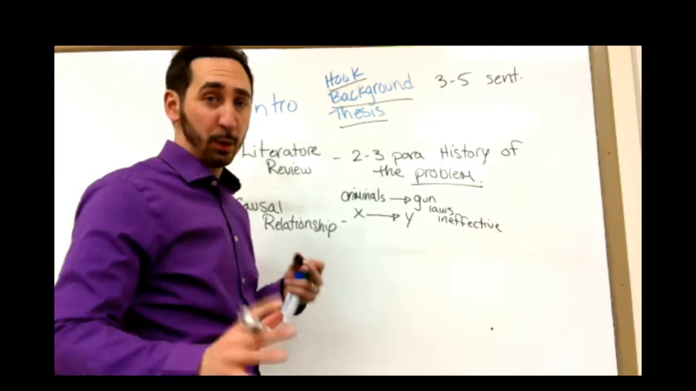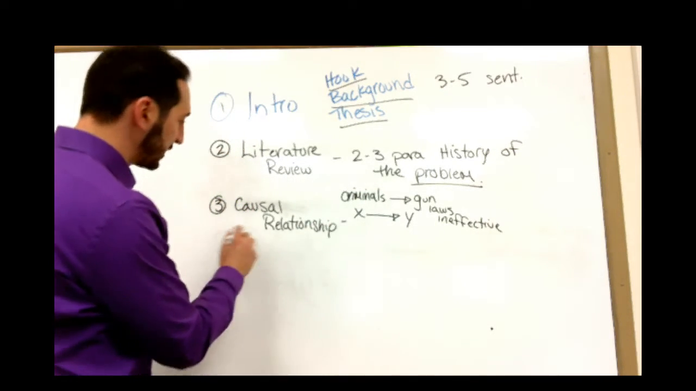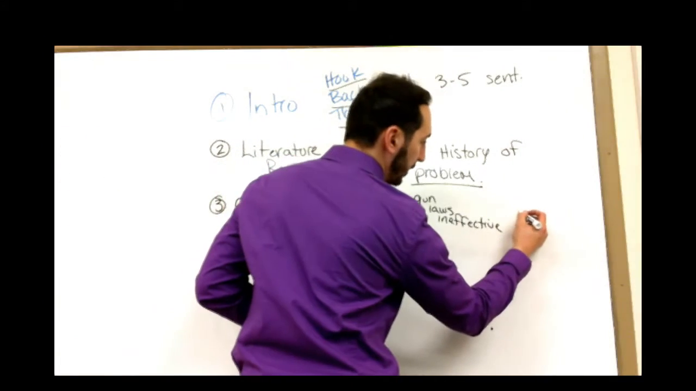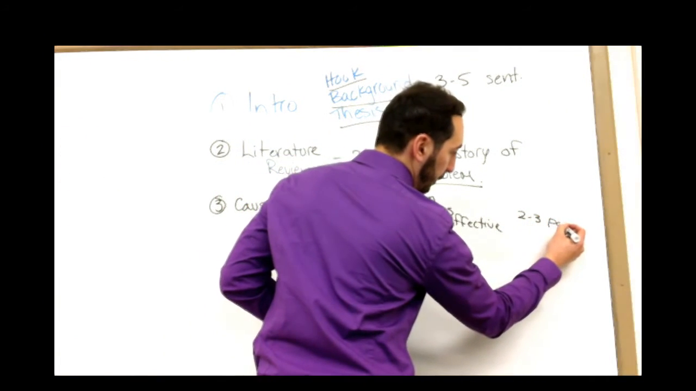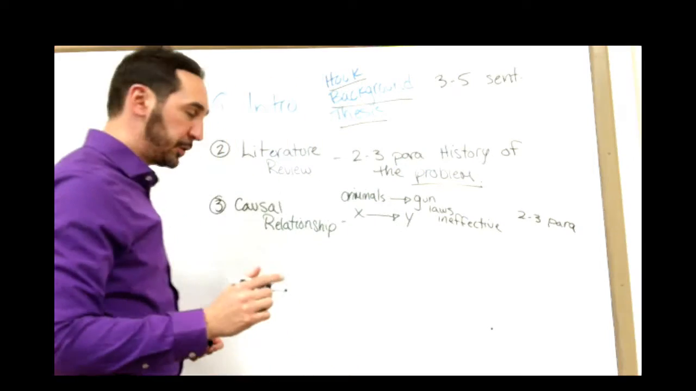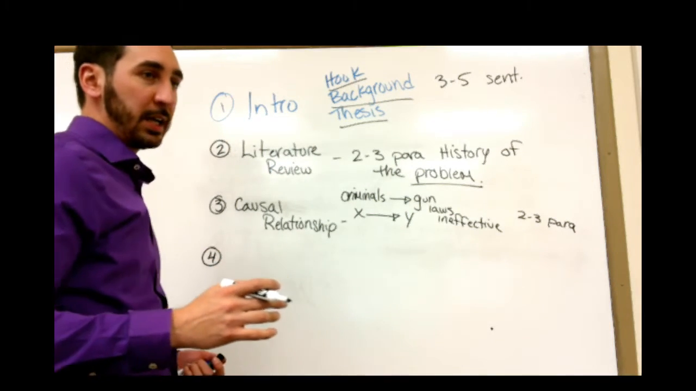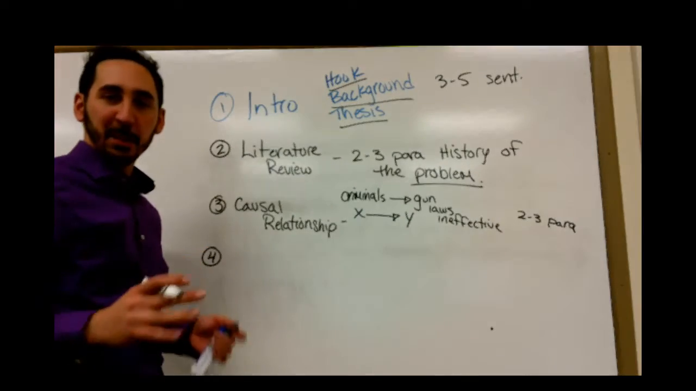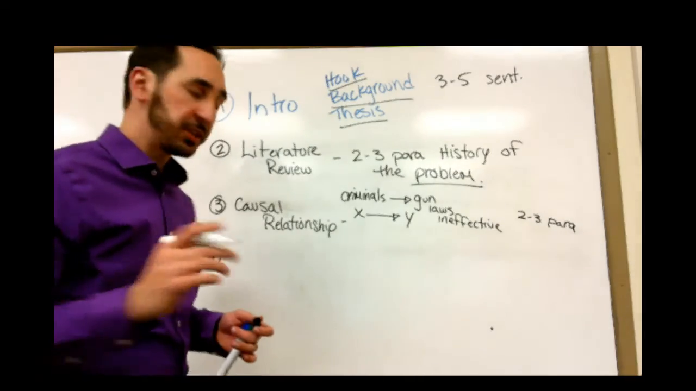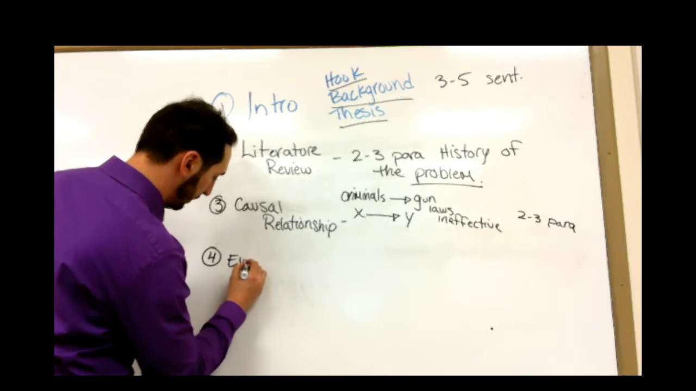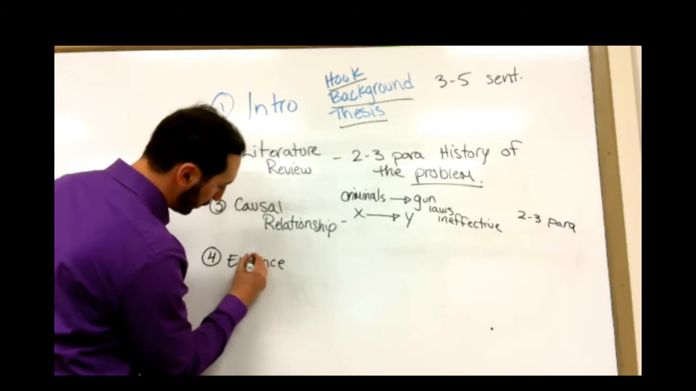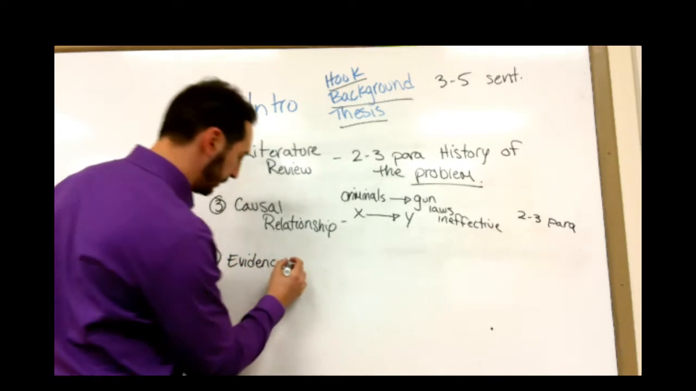How does that work? After you explain this relationship, this is going to be probably 2 to 3 paragraphs as well. After you explain that to me, then you want to go into showing me some evidence. Use some literature, use some research to prove that this relationship exists.